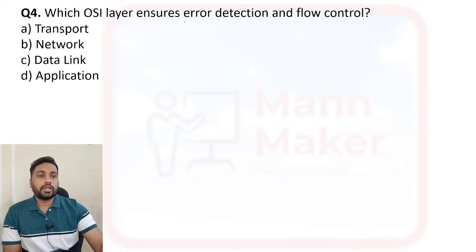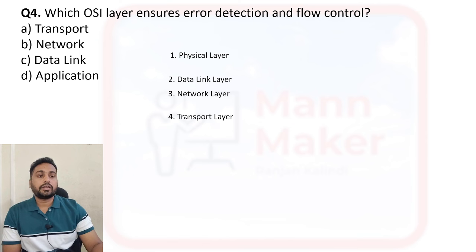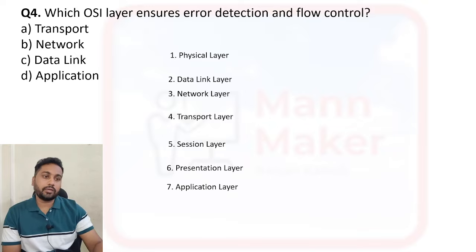Which OSI layer ensures error detection and flow control? So if we talk about our OSI model, generally we have 7 layers. First one is the physical layer, then we have the data link layer, network layer, transport layer, session layer, presentation layer, and application layer. So we have 7 layers in the OSI model.